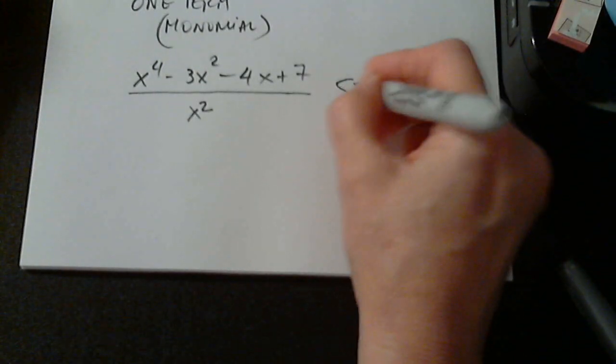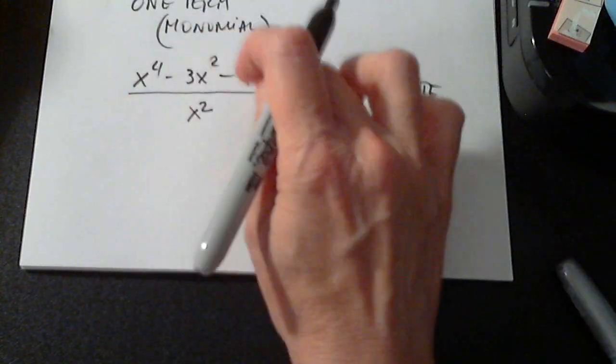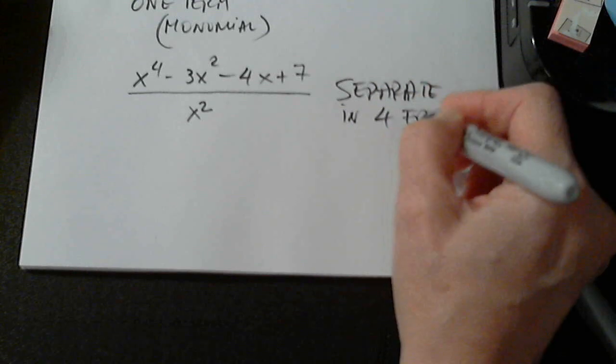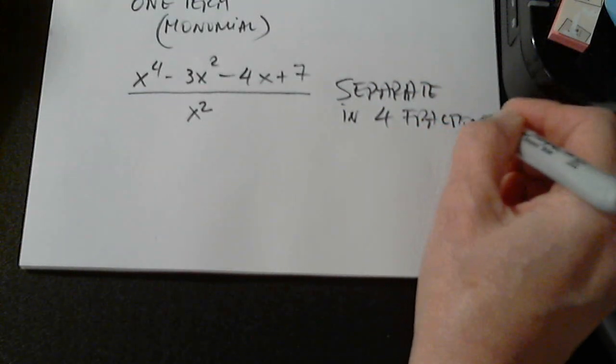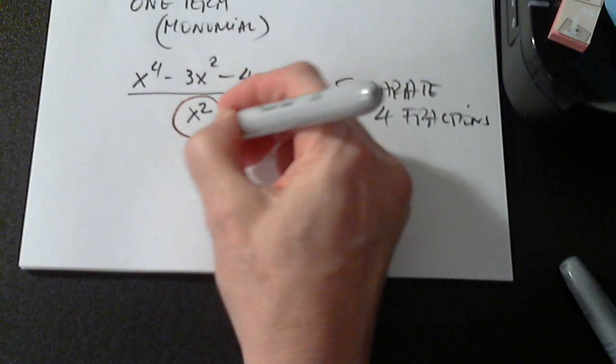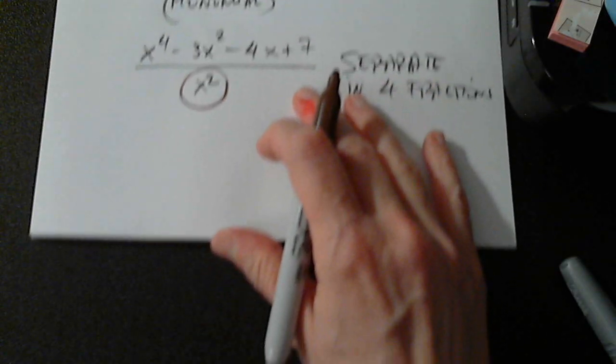What I have here is to separate in 4 fractions. This is a very important technique for the next calculus class. Very important technique. So when you see something like this and only one term in the denominator, do not attempt to simplify anything. That will be a tragedy.